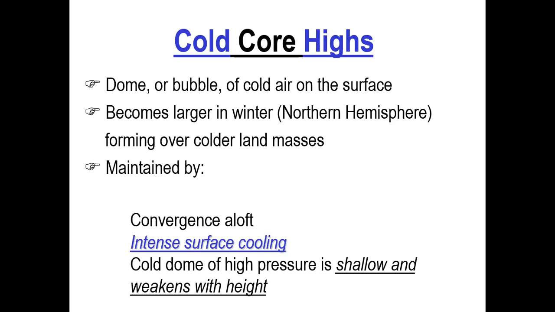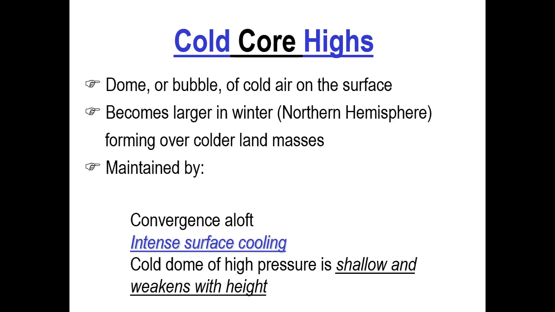Some facts about cold core highs: it's usually associated with a dome. I call it a bubble. A bubble of cold air, continental polar air typically from Canada, will break off and come southeast, and this is really a big factor in causing much colder temperatures in the wintertime, anywhere from the northern plains all the way down to the southeastern U.S.